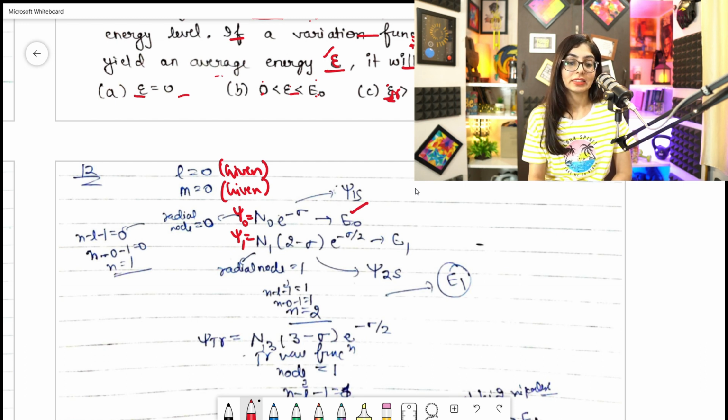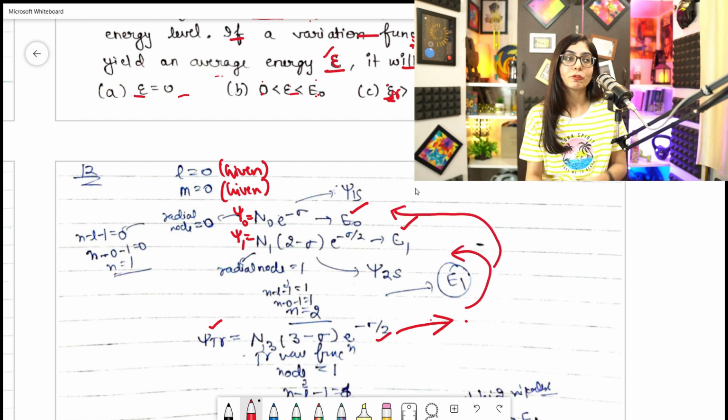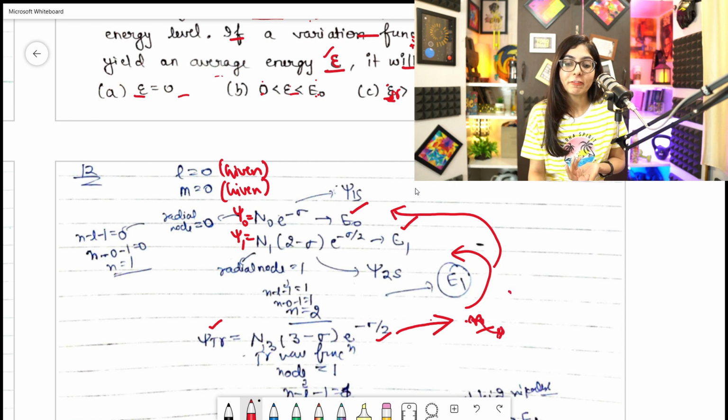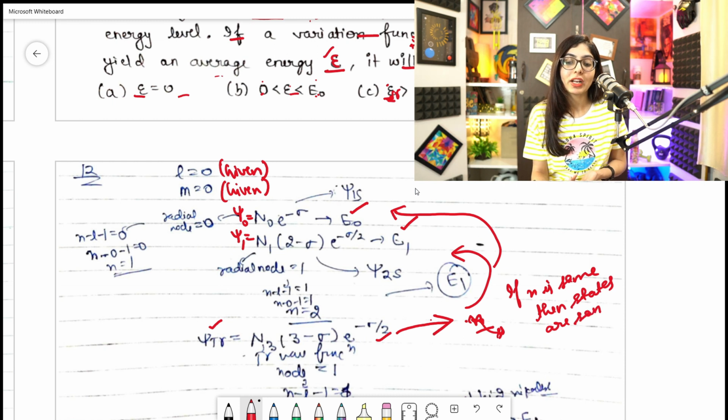So it is psi1 and energy is denoted by E1. Clear? And this is the trial wave function, (3 − σ)e^(−σ/2). First, my motto is I need to find out whether this wave function belongs to this state or this state. For that, I have to find the n value, because if n is the same, obviously the states are the same. If n is the same, then the states are the same. Right?